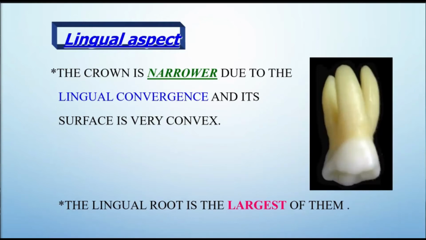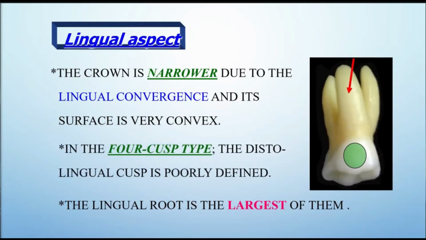The crown, lingual aspect: the crown is narrower due to the lingual convergency and its surface is very convex, highly convergent. You see, this area is very big and lingually pressed, and very big convergence is present in this lingual side.